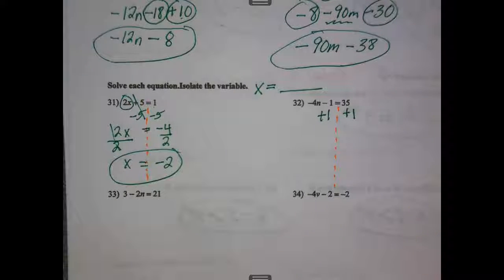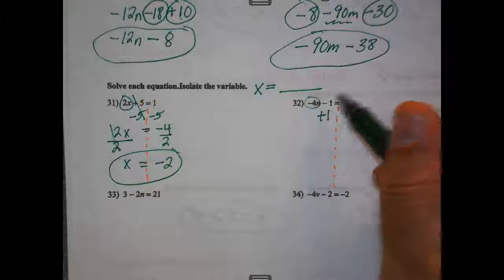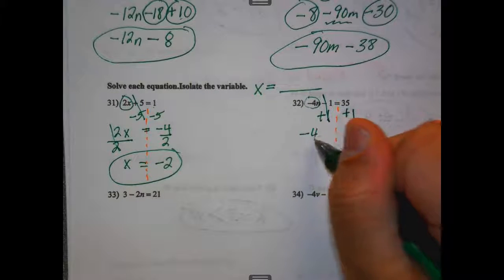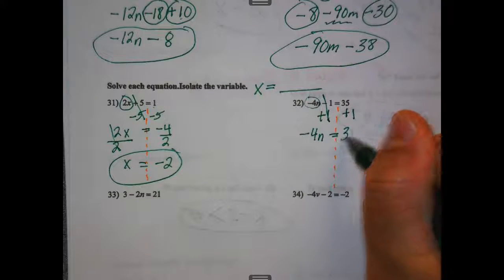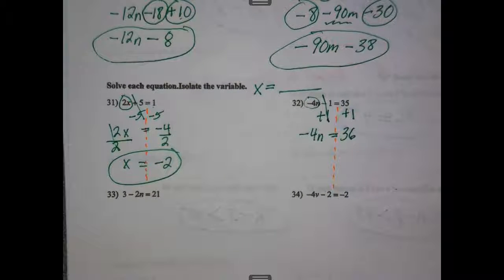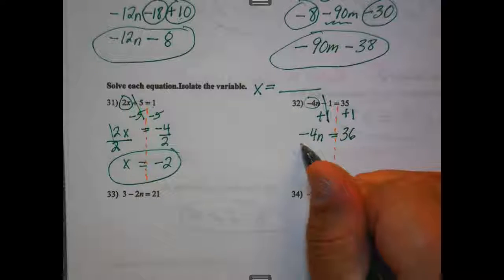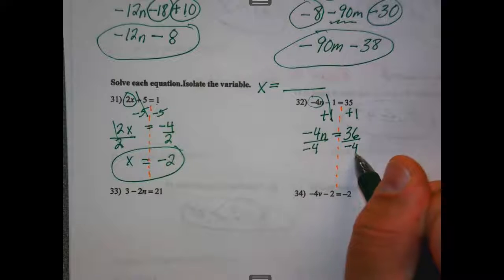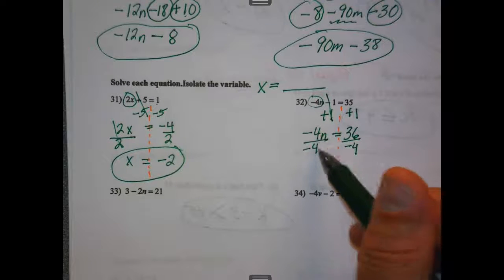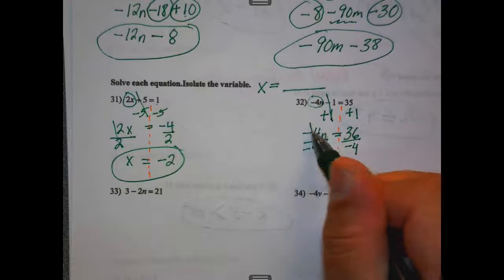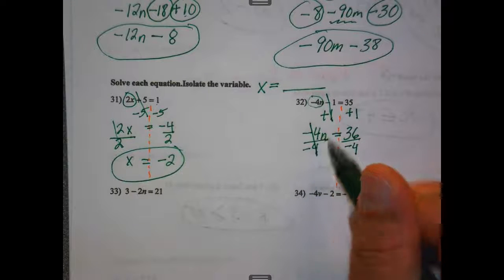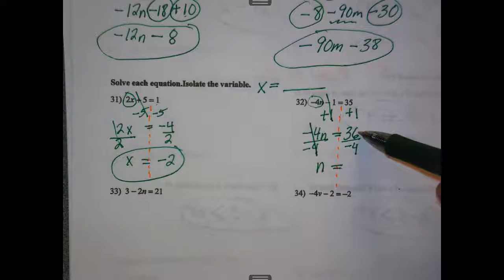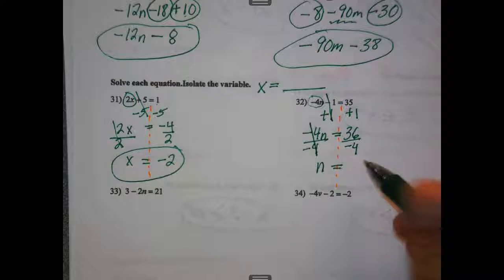102. Add 1 to both sides to get this term by itself. These add up to 0. Bring down my minus 4n equals 36. That was step 1. Step 2, divide both sides by negative 4. Okay, divide both sides by the coefficient, negative 4. They actually cancel the 1. 1 times n is just n. 36 divided by negative 4 is negative.